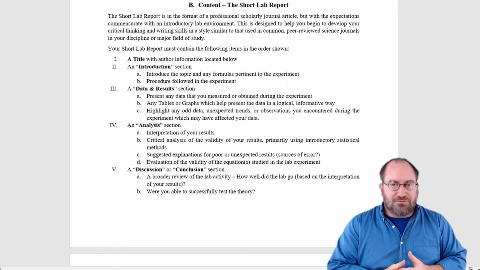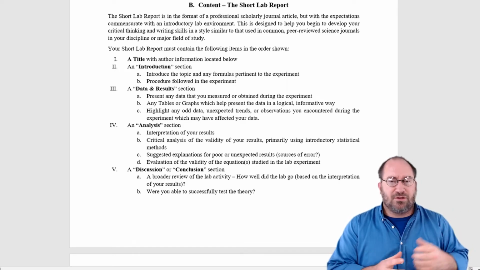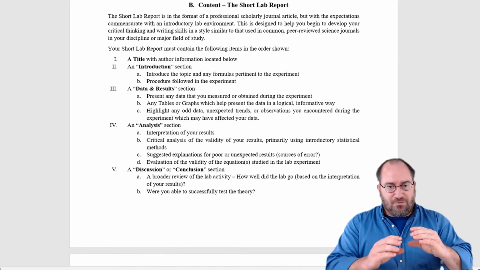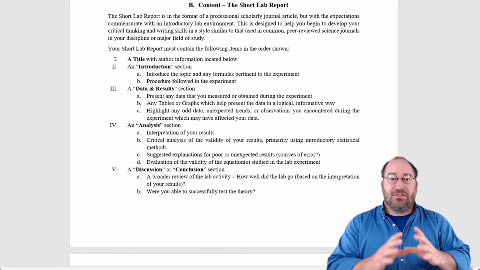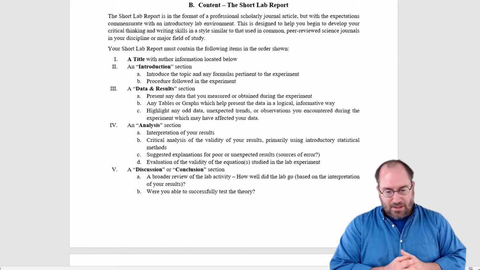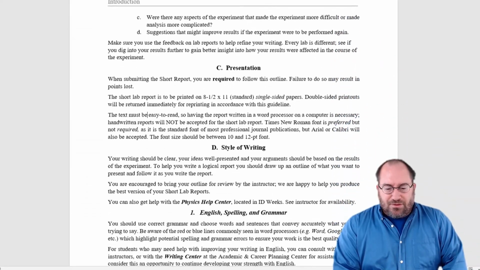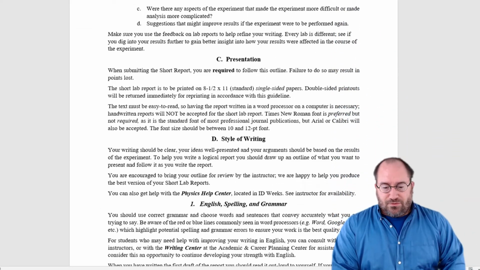So you want to do more than just a couple of sentences. There should be a good one or two paragraphs that summarize the experiment and talk about the experiment itself overall. There are a few other things in this that you want to take a look through.